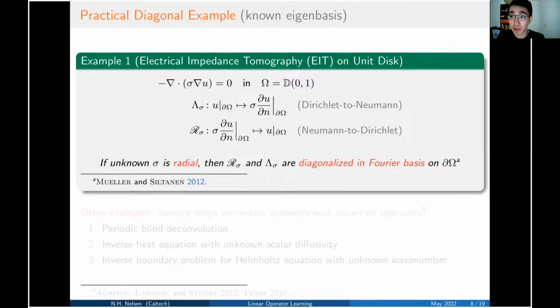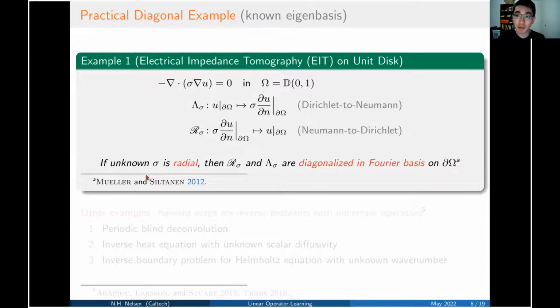So to even get those operators as data in the first place, you often need to probe the system with inputs and outputs from either voltages and currents on the boundary. And then you generally have to solve some sort of regression problem to obtain a representation of this operator. And so that's where the theory we developed comes in, in the case that the sigma is a radial function.